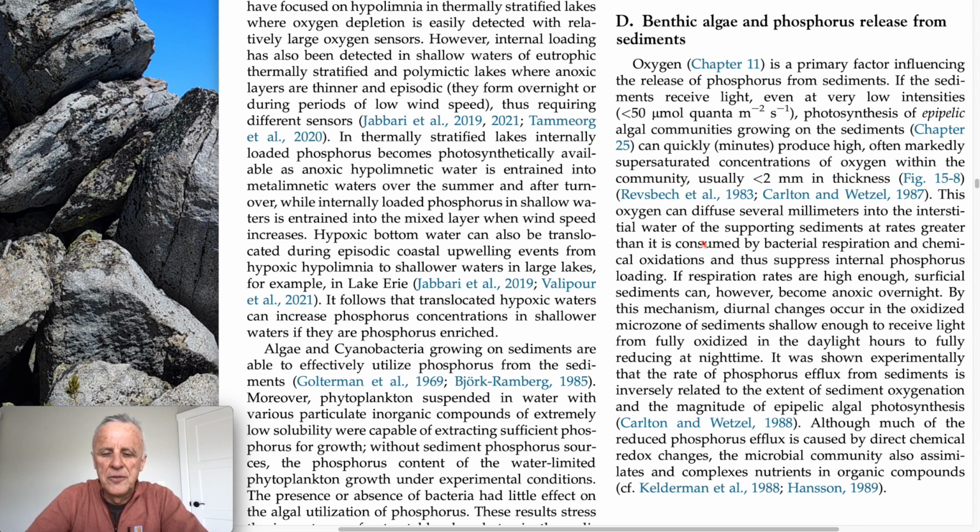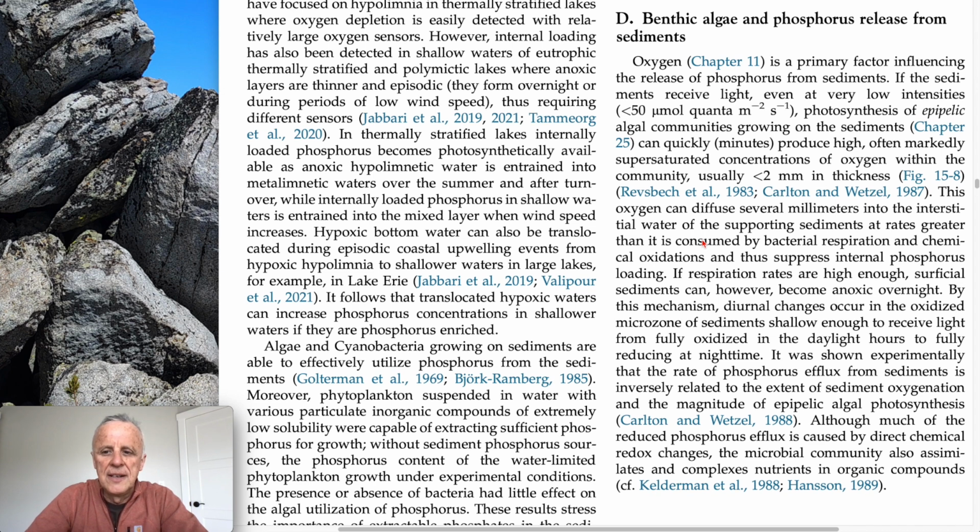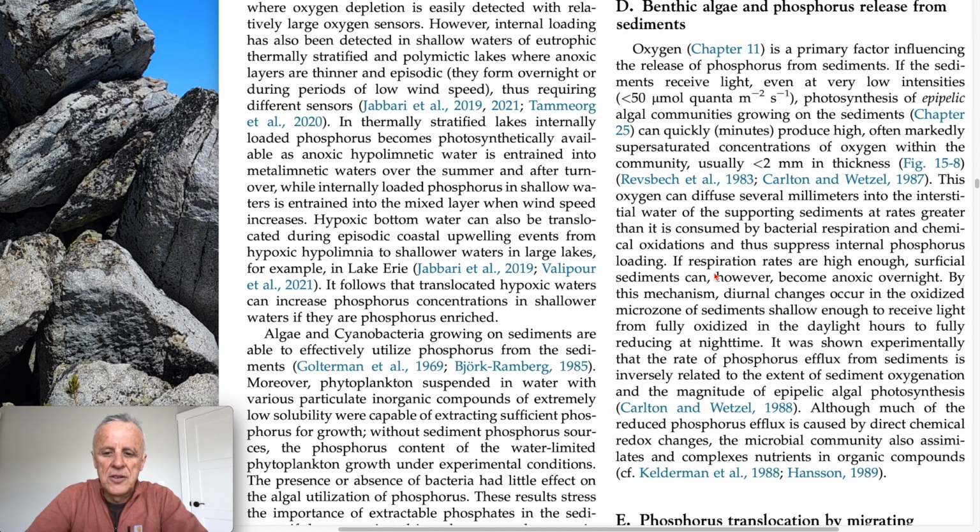Oxygen is a primary factor influencing the release of phosphorus from sediments. If the sediments receive light, even at very low intensities, photosynthesis of epiphytic algal communities growing on the sediments can quickly produce high, often markedly supersaturated concentrations of oxygen within the community, usually less than 2 millimeters in thickness. This oxygen can diffuse several millimeters into the interstitial water of the supporting sediments at rates greater than it is consumed by bacterial respiration and chemical oxidations, and thus suppress internal phosphorus loading.